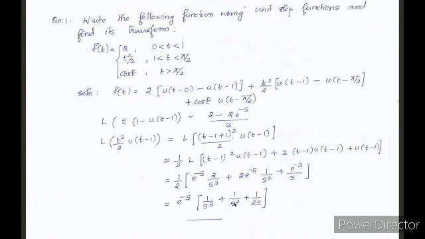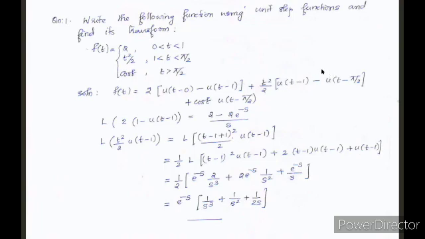Then combine those equations, we'll get e raised to minus s, taking e raised to minus s as a common factor, into 1 by s cube plus 1 by s square plus 2 by s. That is the Laplace transform of t square by 2 into u of t minus 1.